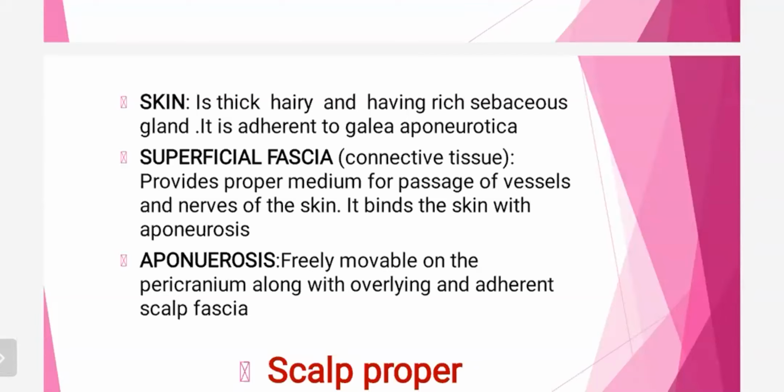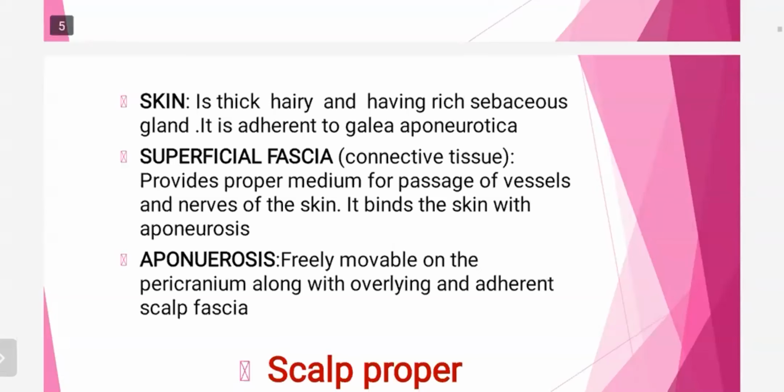The superficial fascia, a connective tissue, provides the proper medium for passage of the vessels and nerves to the skin. As we know, the scalp has a very rich blood supply and nerve supply, so it has a high role. Murdha Taila, that is Abhyanga, Seka, Pichu, and Vasti, all have a very good medium to act through this superficial fascia, and can be easily absorbed into this layer. And the aponeurosis is freely movable on the pericranium.